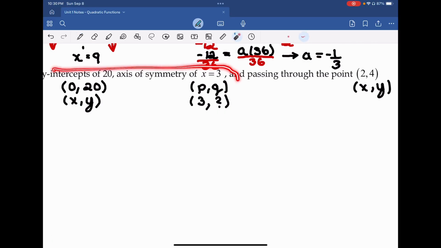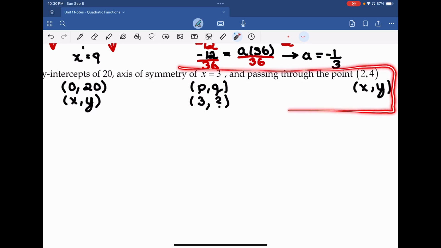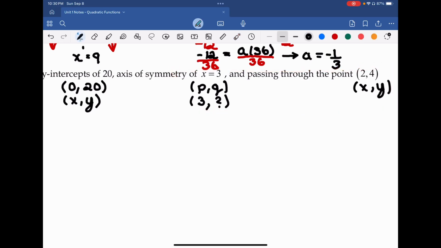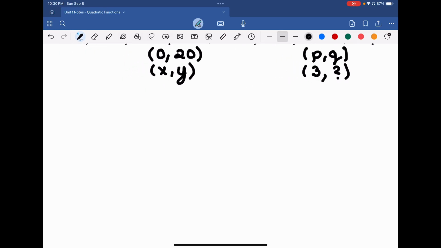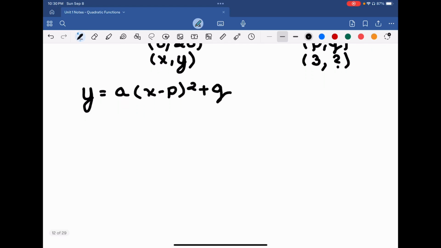We're going to start off by dealing with these two together in one equation, and then we're going to end with those two in the second piece. So let's write out our first equation here. Y is equal to a(x - p)² + q. We're going to build out our two equations based on this.